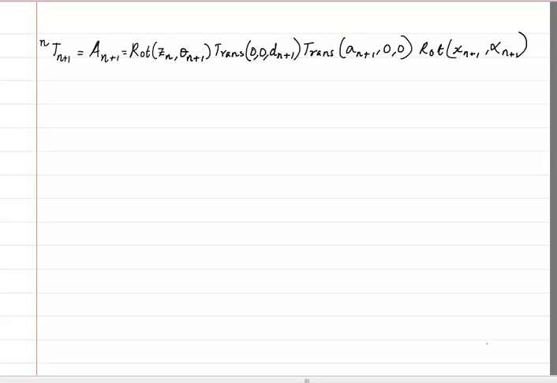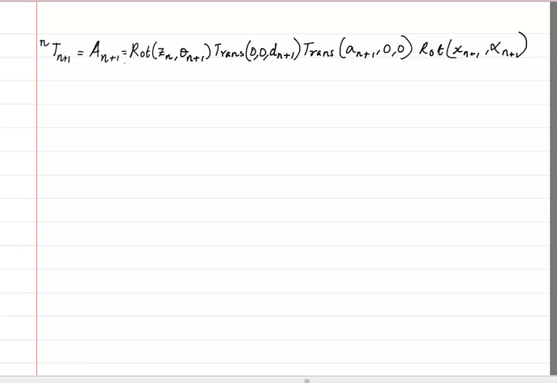So let us calculate the transformation matrix. So I have written again the same equation of the motion that we have done to bring the frame n to n plus 1. So we are going to write the transformation matrix of n plus 1 with respect to n, and we will give it a short form of capital A n plus 1.